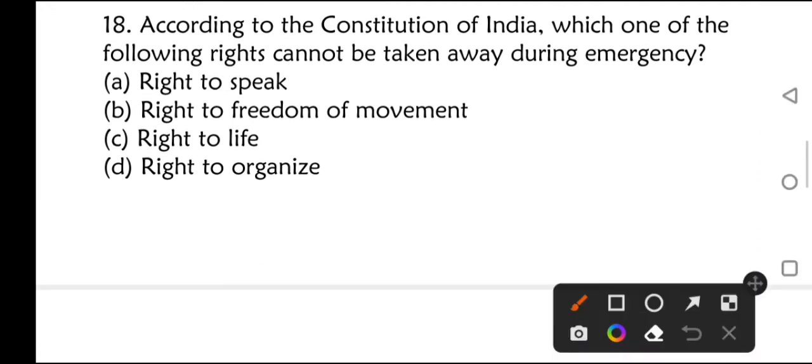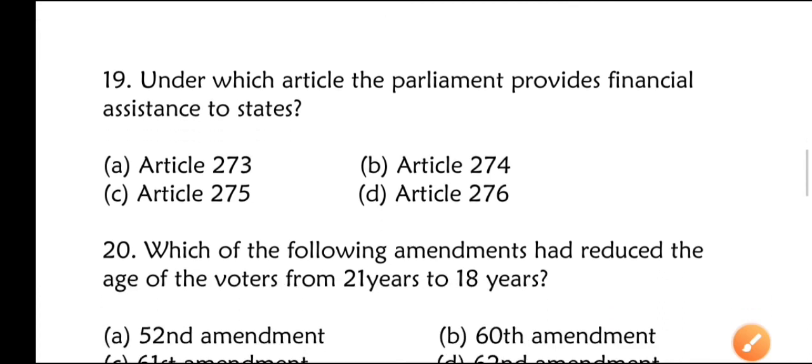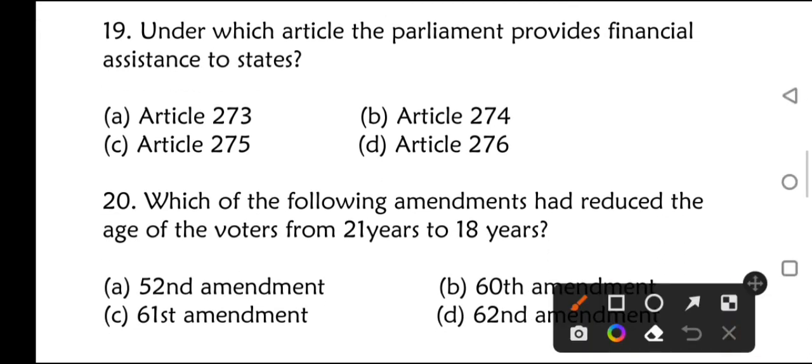Then question number 18. According to the Constitution of India, which one of the following rights cannot be taken away during emergency? Options are right to speak, right to freedom of movement, right to life, right to organize. Okay. So during emergency, right to life cannot be taken away. Okay. Everything else can be restricted. Question number 19. Under which article the Parliament provides financial assistance to states? It is under Article 275. Okay.